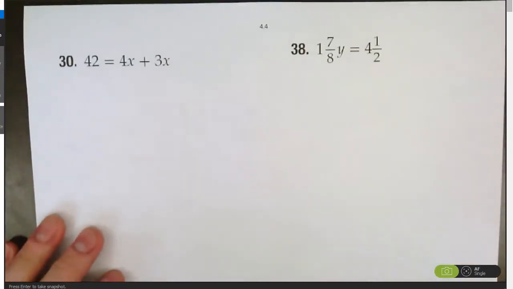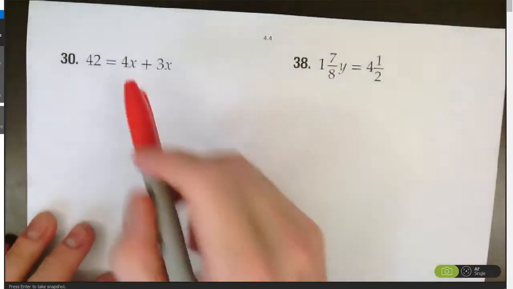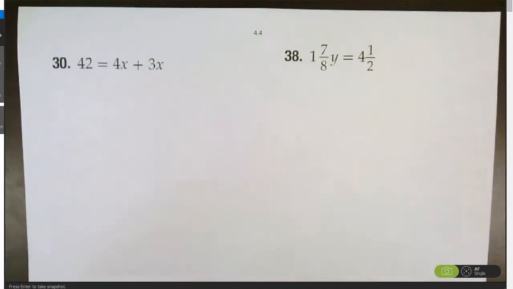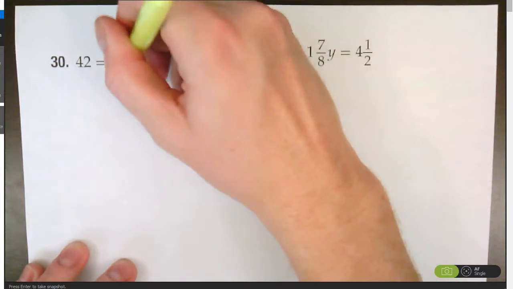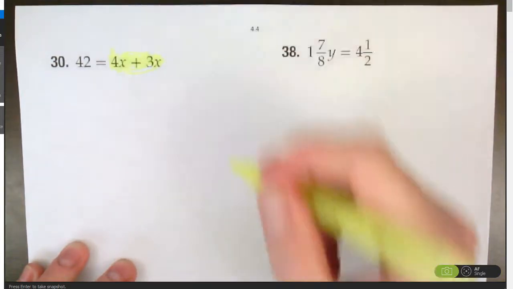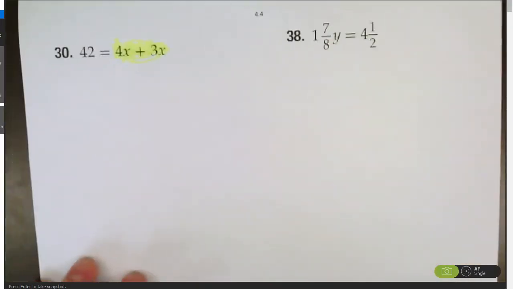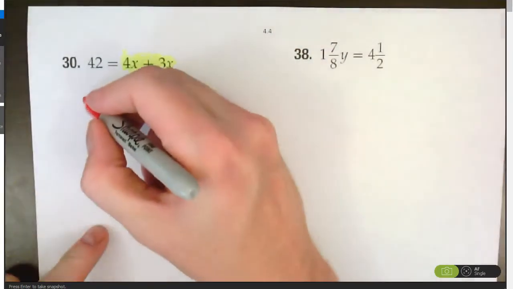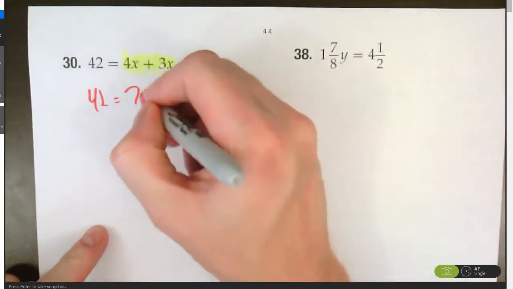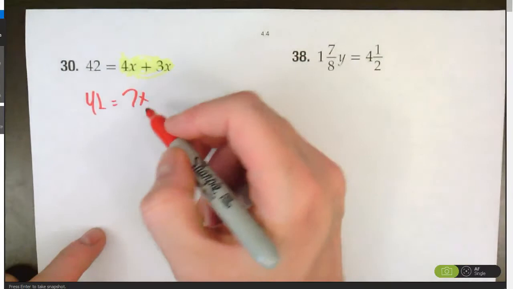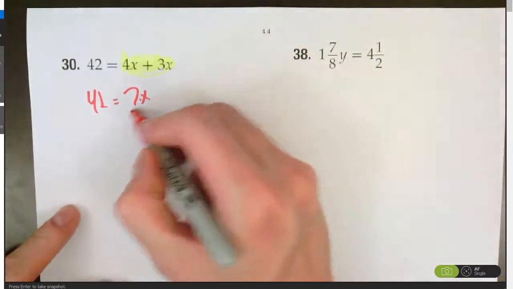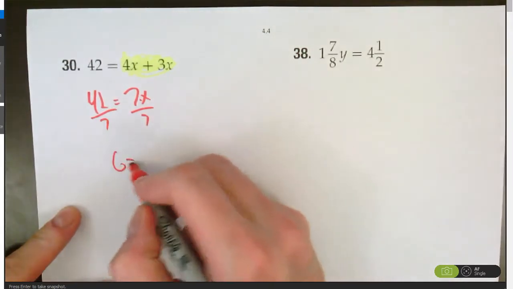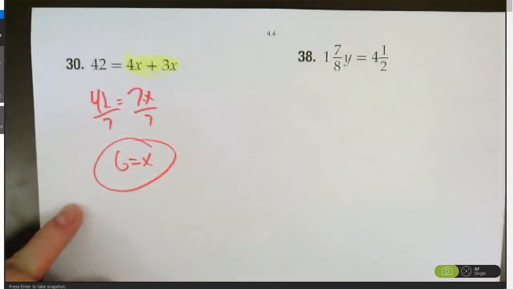30 and 38. These come down to just simplifying first, especially on 30. We've got to get the like terms together first on each side, and we'll come back later when we do more complex solving of equations. So I've got 4x plus 3x. Well, that is 7x. And now I'm actually doing a real legit division problem. I could think of this as multiplying by a 7th, but it's easy just to think of it as dividing by 7. 6 is x.